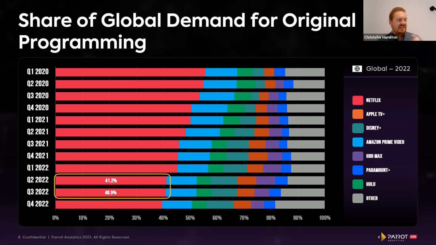But I did want to highlight this year, Netflix's global share of demand for its original series stabilized in Q2 and Q3. What's going on here? I think this is due in large part to the success of Stranger Things. Obviously, that was a global hit, ended up being the most in-demand show globally for the year and in most of the markets we looked at.